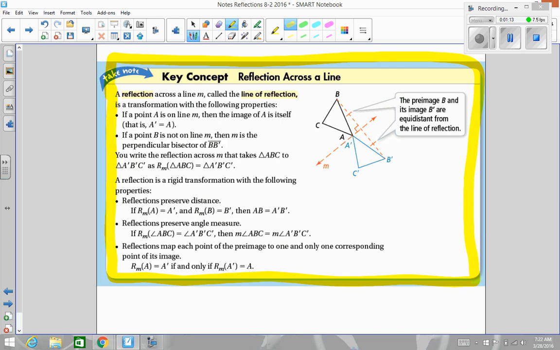Remember that this is a rigid transformation. So that means that the size is kept the same, all the angles are kept the same, all the lengths are kept the same. Okay, and this is our line of reflection.